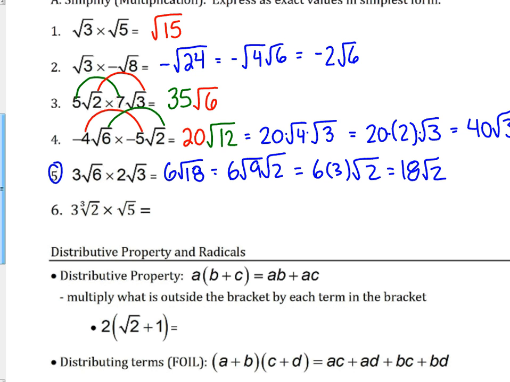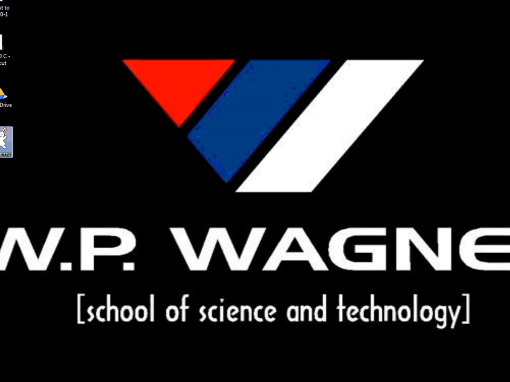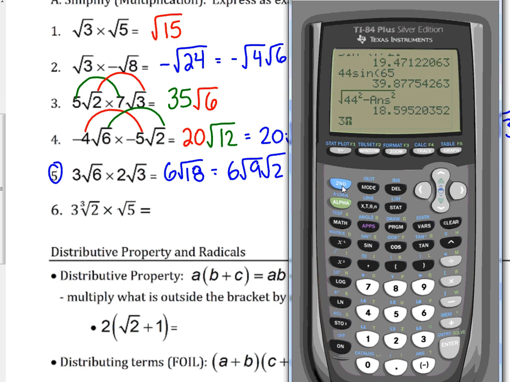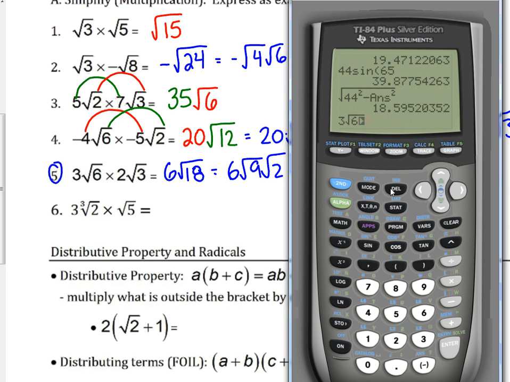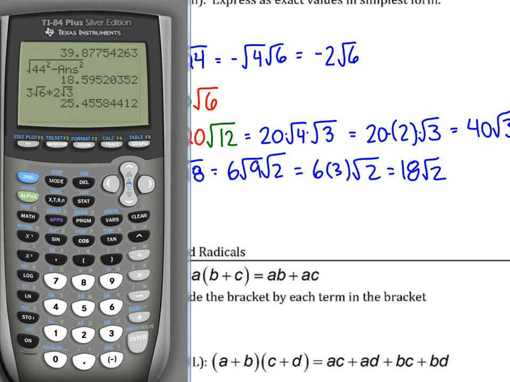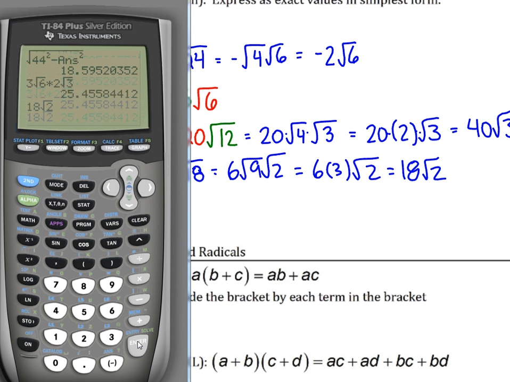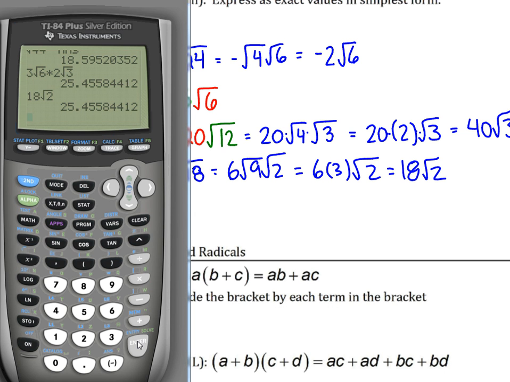Do you want me to show you? Yes? Okay, you have to do it too then. Don't hang me out to dry here. So type in 3 root 6 times 2 root 3. Get a decimal and type in your answer, 18 root 2. Should be the same decimal. Okay? So easy.